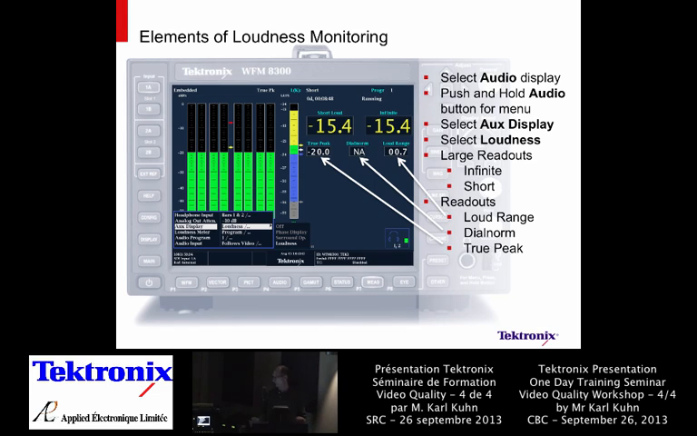True peak, when you're mixing, 0 is maximum, you're supposed to stay down neg 2 dB from the peak. So your peaks are never going above -2 is the goal. Dialogue normalization, we talked about that. Loudness range is how much is my loudness changing. What is the range?